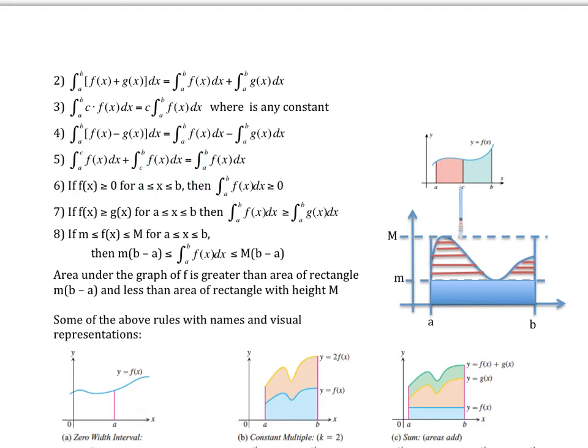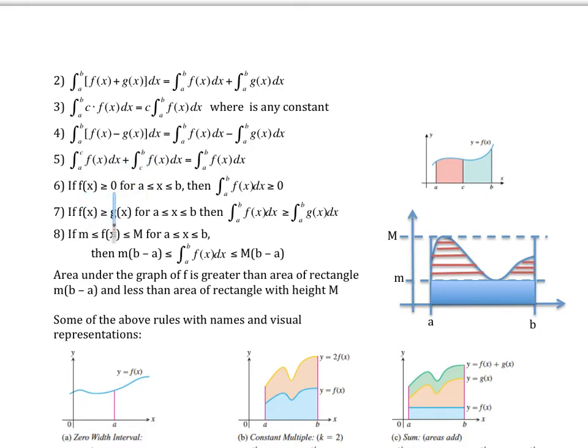In other words, if c was in between and I go from a to c, find this area, then from c to b, find this area, it would be just like finding the area from a to b directly. And there's going to be times when you're going to want to break it up. It just makes the problem easier. And that's what this is telling you, is that you can break it up.